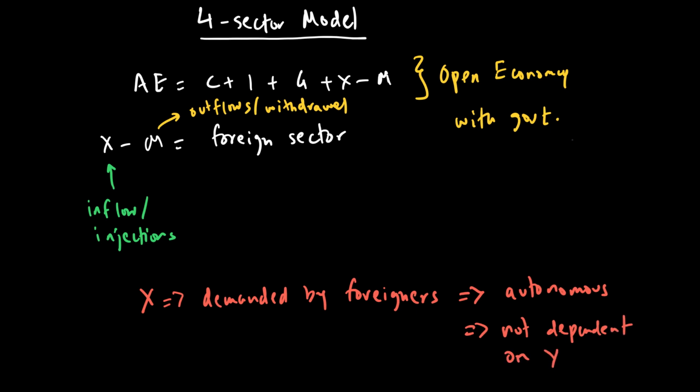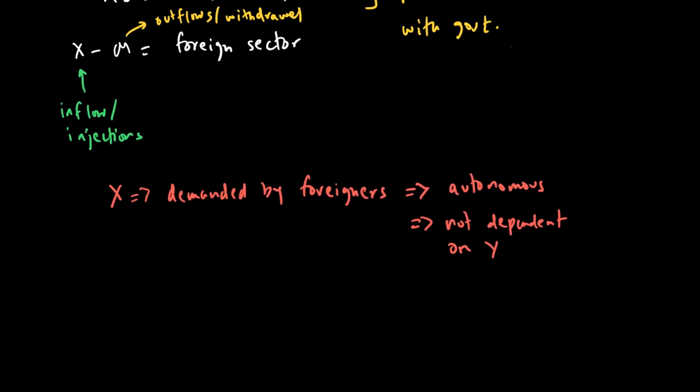So our income can go up or down, but that doesn't affect the foreign country's GDP. In fact, if foreign countries' GDP goes up, that can result in our exports going up, because they can demand more of our exports. So the first thing we need to know is that exports are autonomous, not a function of Y, not dependent on Y.